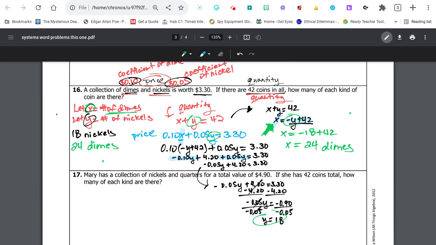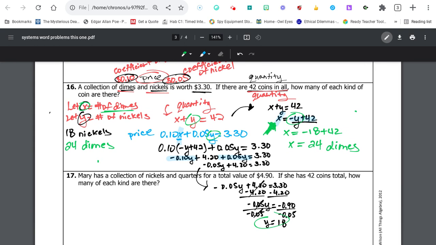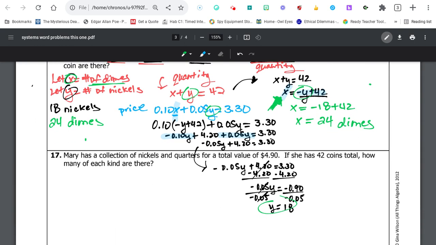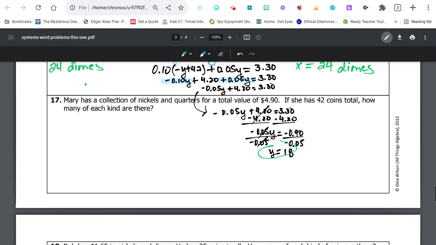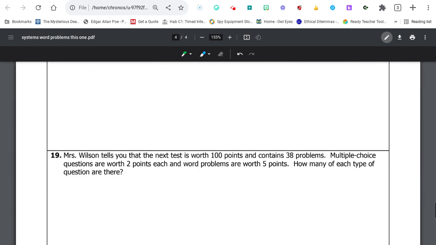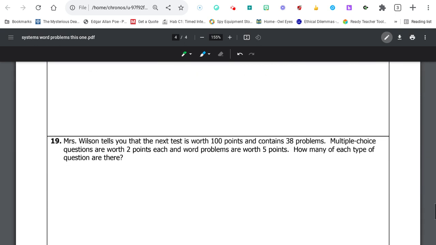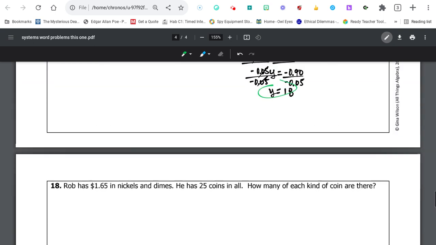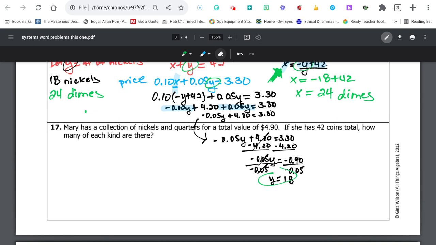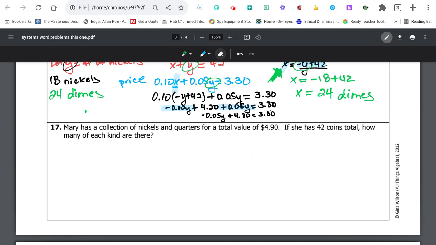So it's still just quantity and price. But now keep in mind, if you have coins, your coefficient for the coin is the value of the coin. So I'm going to help you with number 17. I'm not going to solve it for you, but I do want to set it up. Let's take a look at 17. I got to erase this, guys. Not going to solve it, but we're going to set up the two equations.